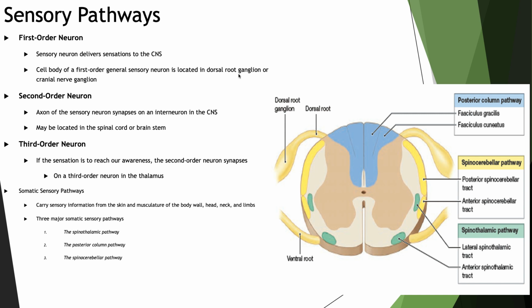The axon of the third-order neuron then ascends without crossing back over and synapses on neurons of the primary sensory cortex of the cerebral hemisphere. As a result, the right cerebral hemisphere receives sensory information from the left side of the body, and the left cerebral hemisphere receives sensations from the right side of the body.